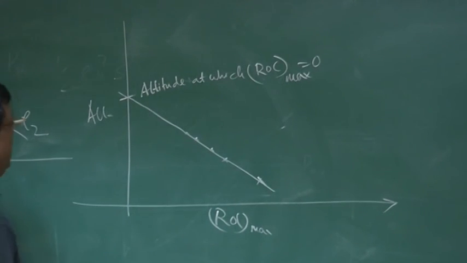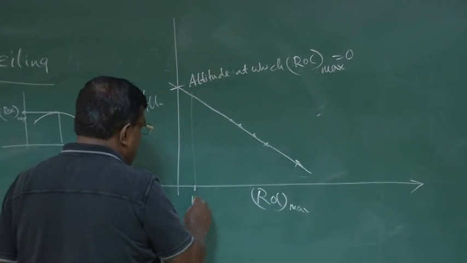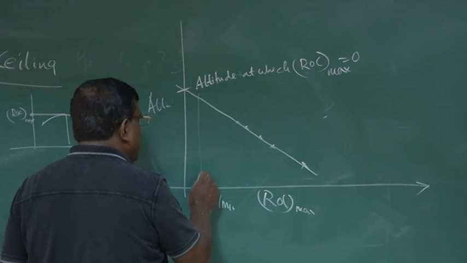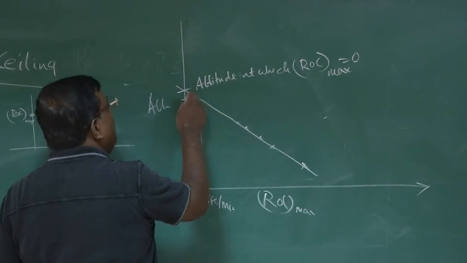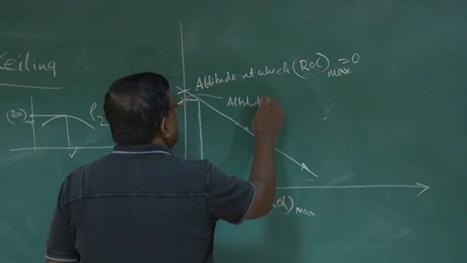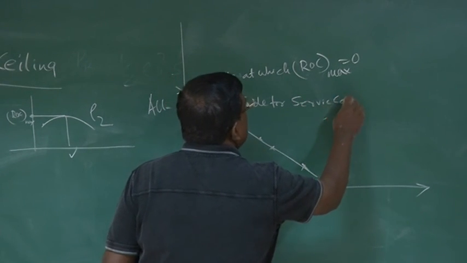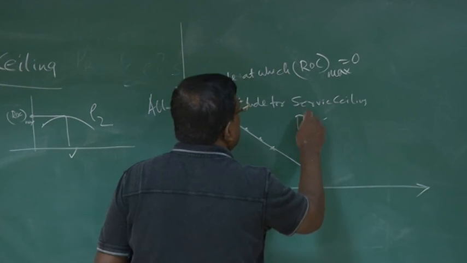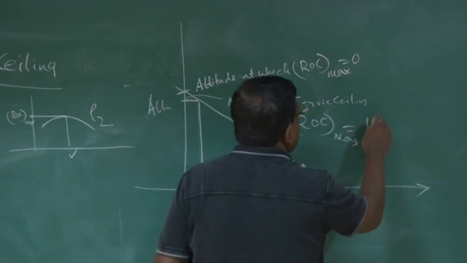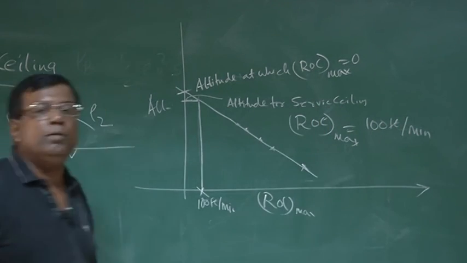You want to find service ceiling. So you find here, what is this point which corresponds to 100 feet per minute? Take that point and go up and see what is that altitude. So this is the altitude for service ceiling where ROC max is 100 feet per minute. That's all. Your job is done.